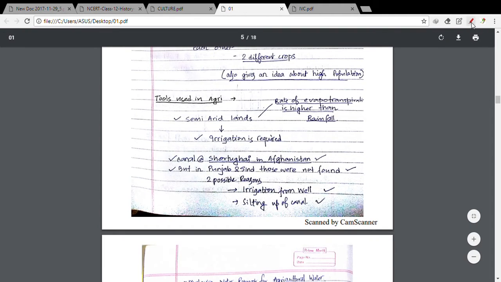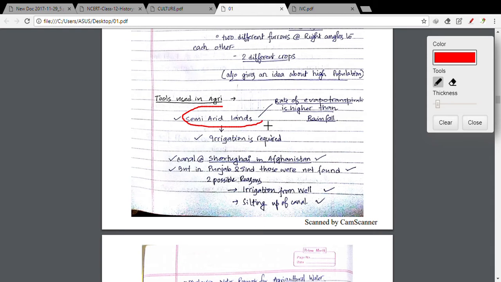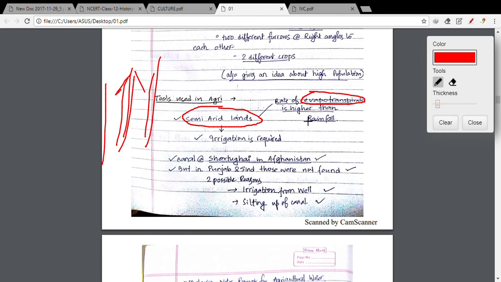Now what are the different tools used in agriculture? This was a semi-arid land where the rainfall is not very high, and the rate of evapotranspiration, that means the water getting out of the wetlands as a part of evaporation, is more than the actual rate of precipitation or rainfall. So irrigation was required.